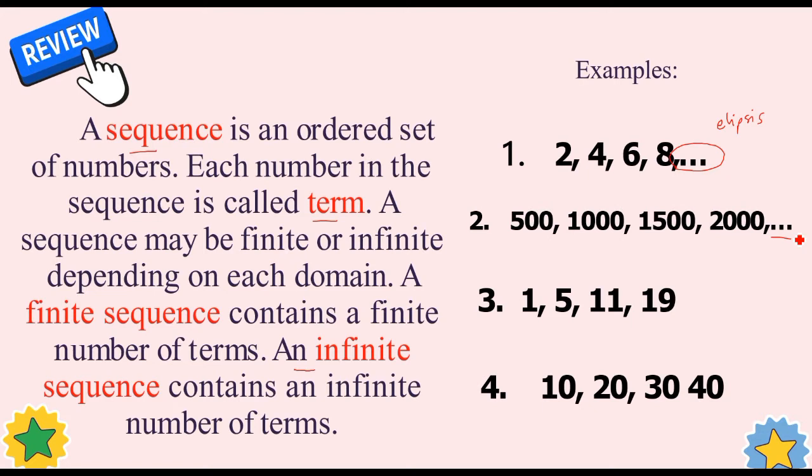Then, another one, we have number 3: 1, 5, 11, and 19. So, wala po siyang ellipsis. Therefore, we have only 4 terms. And then, number 4, we have 10, 20, 30, and 40. So, meron lamang din po tayong 4 na term. Okay? So, ang tawag natin sa bawat number sa sequence natin ay term.